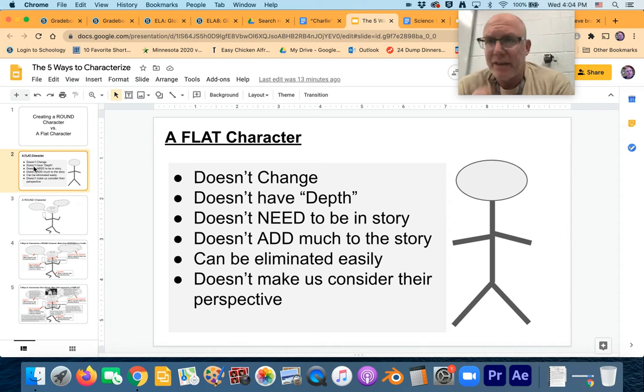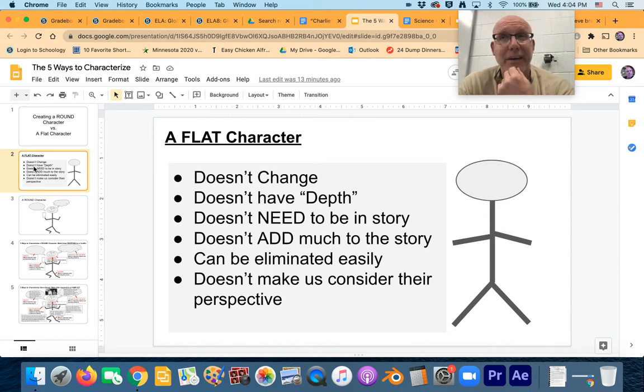So a flat character doesn't change. They don't have depth. They don't have much to them. They are pretty surface. They don't need to be in a story, and they don't add much to the story. And they can be eliminated pretty easily. If you think about this, most flat characters, we don't know much about them. We don't need to know much about them. We don't care much about them.